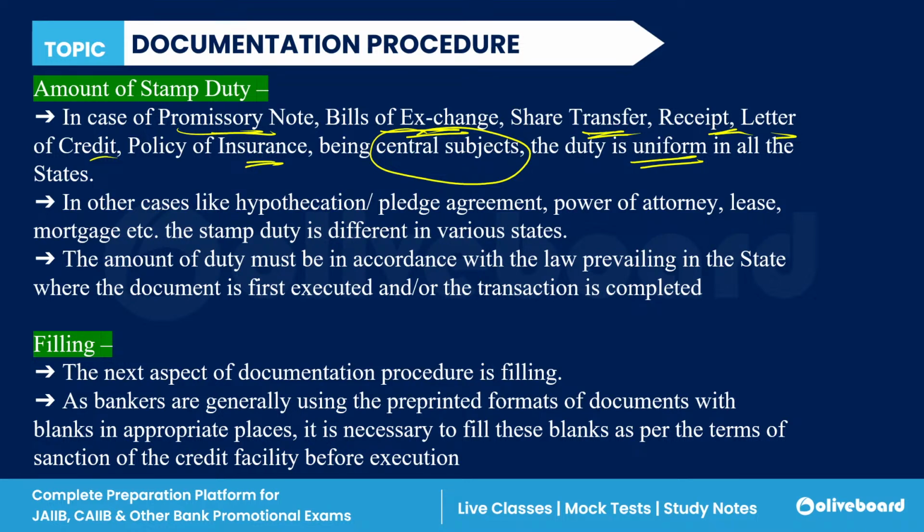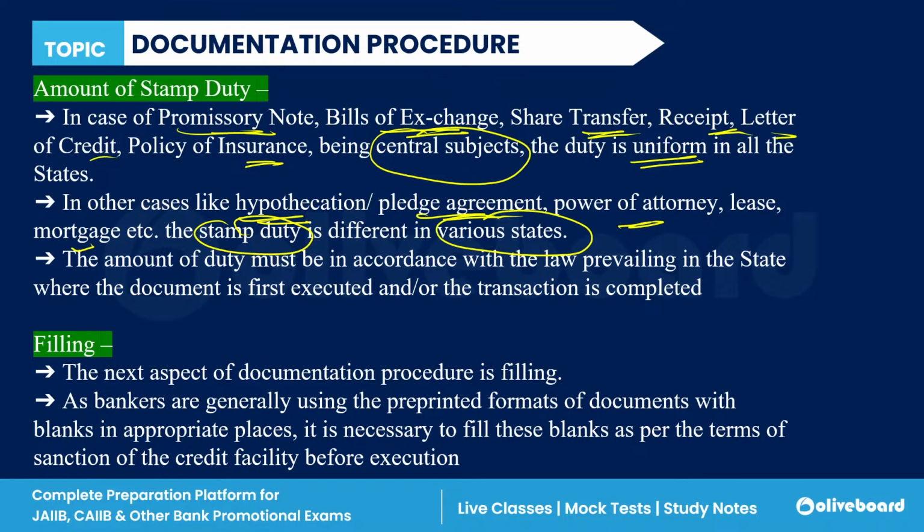But some subjects are state subjects, like hypothecation, pledge, power of attorney, lease, mortgage. These are the subject matters, and that's why the stamp duties are different in different states. So you need to take care whether the stamp is the central stamp or the state stamp, right?